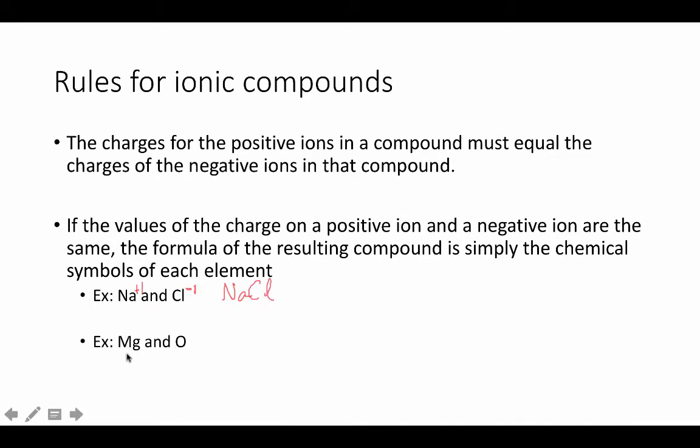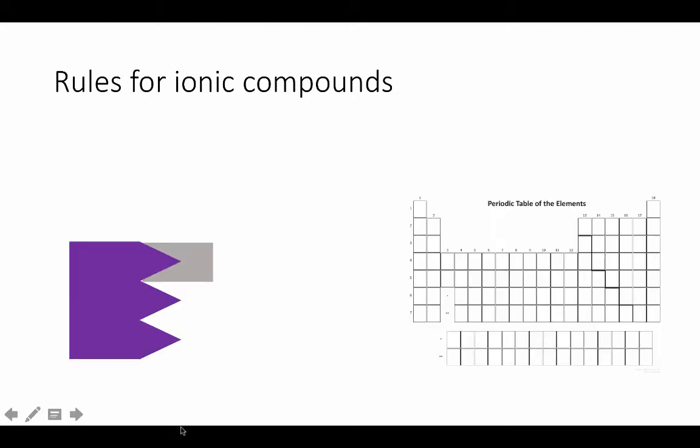Another example, while the charges are different, if we find magnesium on our periodic table, go to the top of it, we find that it's +2. Oxygen, we go to the top, find that it's -2. These are the same charges, so again, we just write our symbols and stick them together. But what happens when they're not the same?